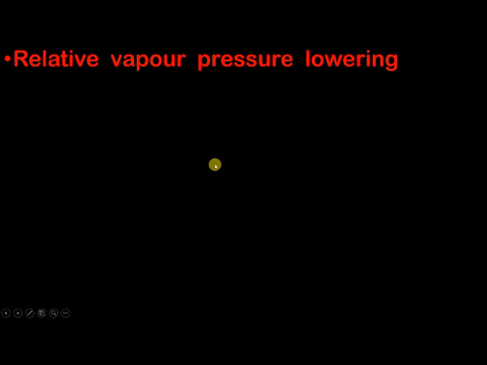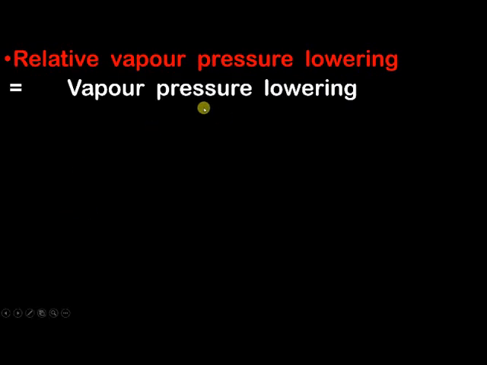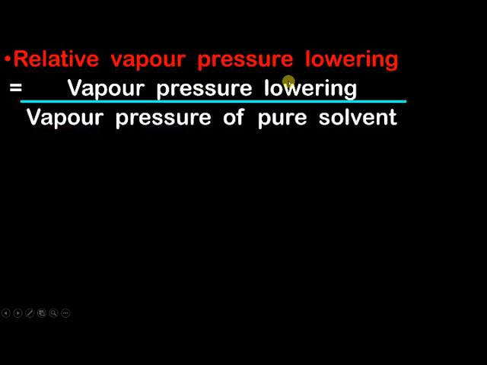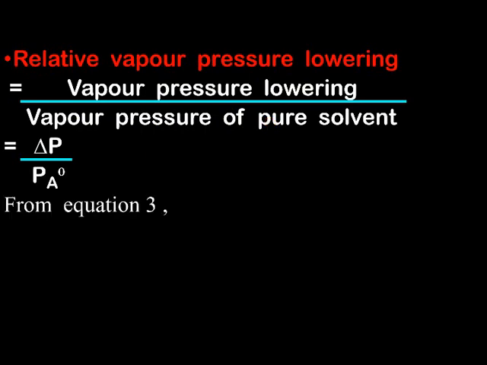Now moving ahead, let's understand what is relative vapor pressure lowering. Okay, now what is this relative vapor pressure lowering? Relative vapor pressure lowering is nothing but the ratio of vapor pressure lowering divided by the vapor pressure of pure solvent. And we know vapor pressure lowering is represented by delta P, and the vapor pressure of pure solvent is represented by Pa naught.